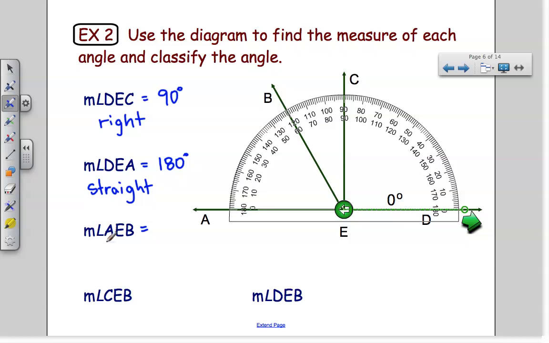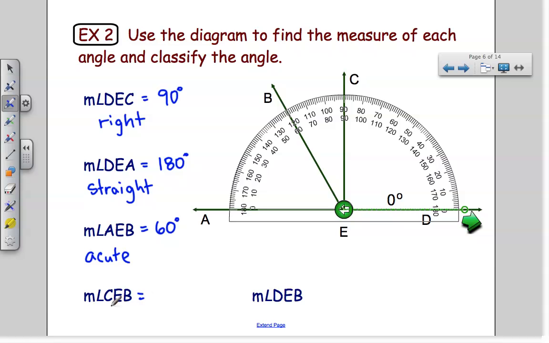What about the measure of angle AEB? Start at A, go to vertex E, out through B. A to E to B. You know what? To decide whether I'm picking 60 or 120 here, I've got to decide whether it's acute or obtuse. This definitely, from A to B, is not going past 90. It is acute. It's less than 90 degrees, and I'm going to pick 60 as the degree measure.